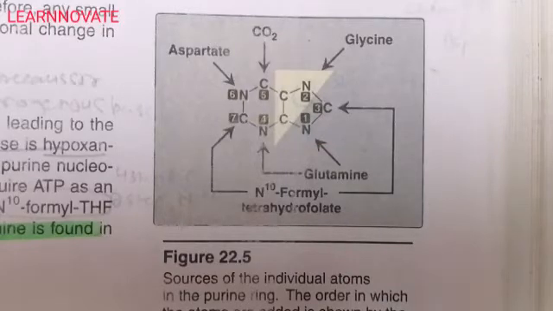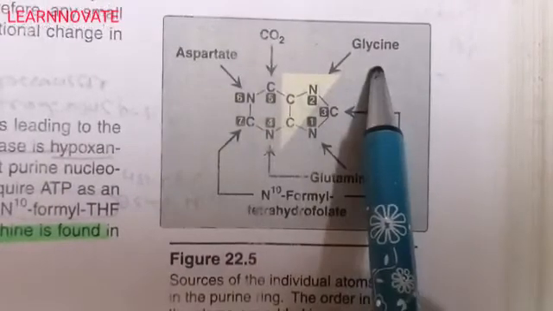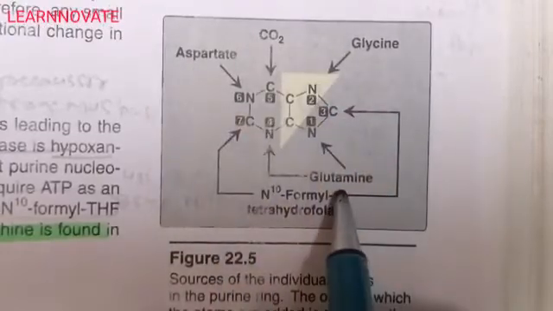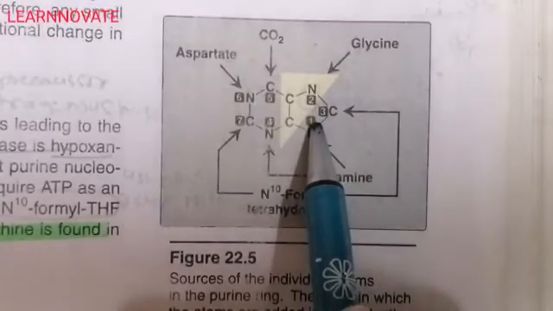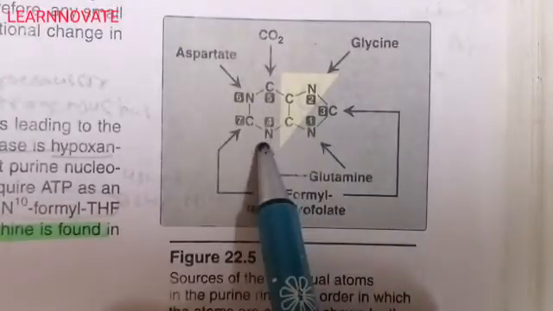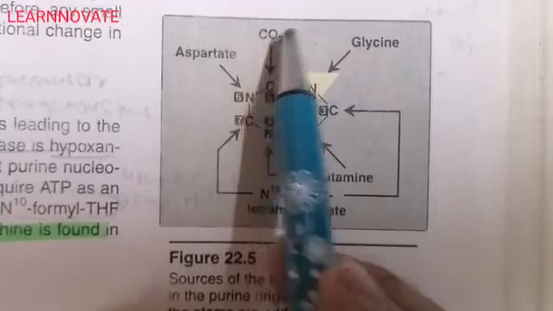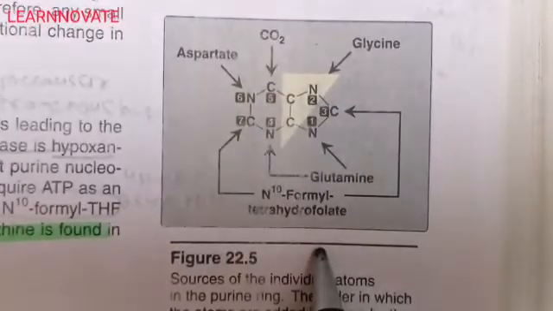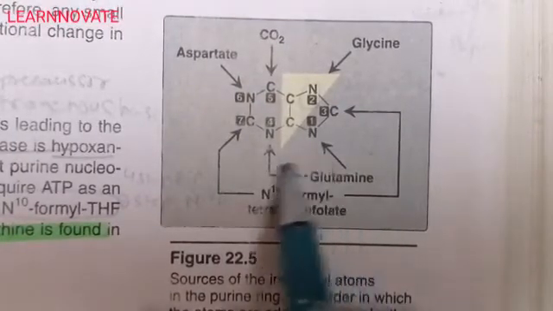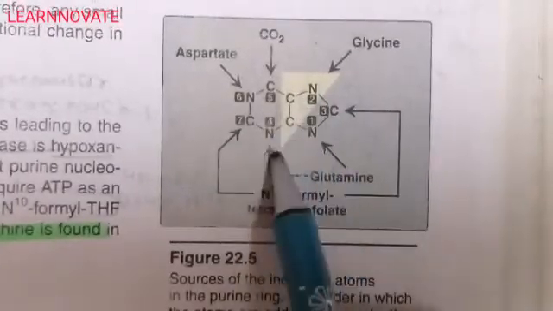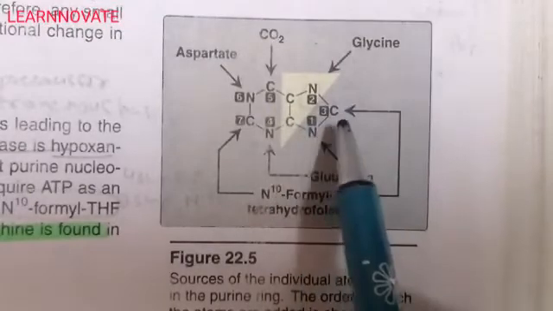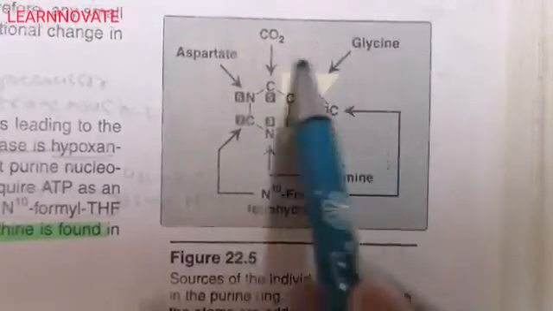The nitrogen and the carbon skeleton are formed from three major compounds: glycine, aspartate and glutamine. These three amino acids provide the nitrogen atoms to the purine ring, while the carbon atoms come from two compounds: carbon dioxide and N10-formyl tetrahydrofolate. These two are required for the carbon ring synthesis, and the nitrogen comes from the three amino acids. These all combine to form a purine ring.